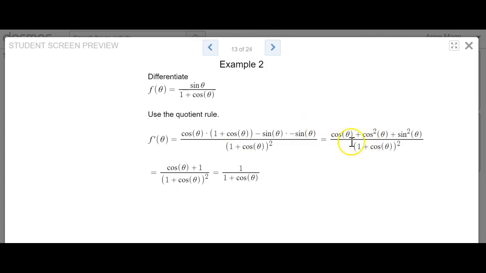And multiply things out so that I get sine squared theta plus cosine squared theta plus cosine theta. And remember that Pythagorean identity, these last two terms sum to 1. And I can cancel 1 plus cosine theta, and I'm left with 1 over 1 plus cosine theta.